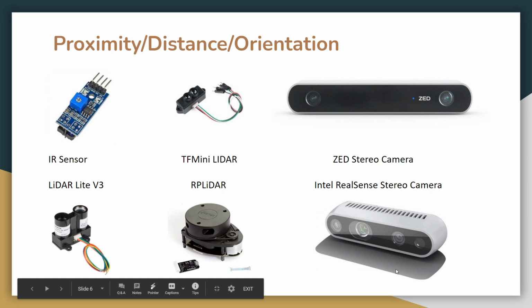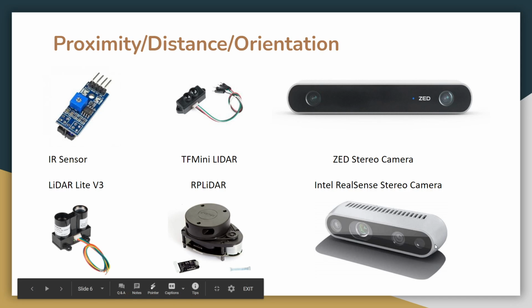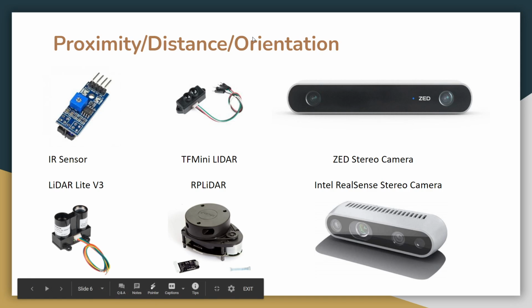Again, these two are also used for simultaneous localization and mapping, that is SLAM. Since these two also have lenses, they are also used as cameras, just for taking images for the purpose of processing as well. So these are multifunctional. They're not just proximity, distance, orientation sensors. They also act as cameras as well.